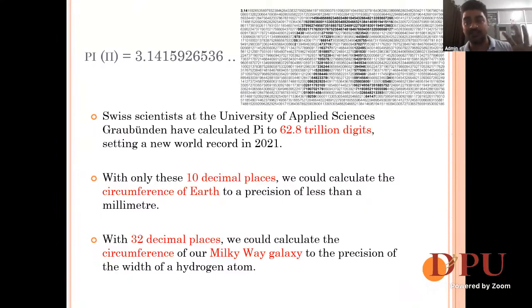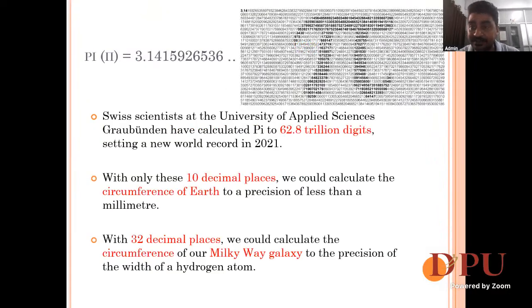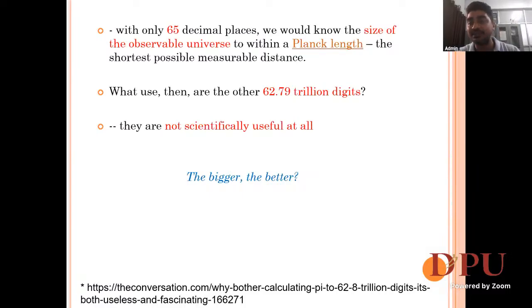Now, think in a rational way. How many decimal places do we actually require? To find the circumference of Earth, we require only 10 decimal places. To find the circumference of the Milky Way galaxy, how many decimal places do we need for this computation? 32 decimal places. How many decimal places do we require for the observable universe, down to the Planck length? That too, 65 decimal places. How many did you actually compute? 62.8 trillion. And I'm talking about 65 decimals.